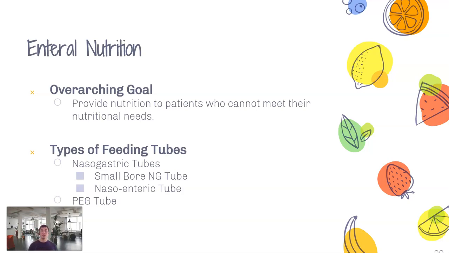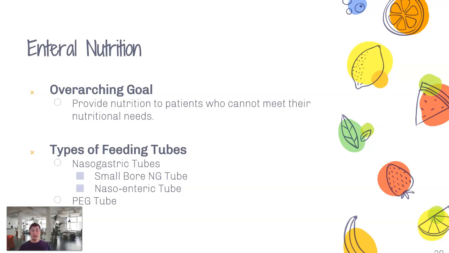A nasoenteric tube is short-term use, but it's longer than an NG tube, and it actually extends into the duodenum or the jejunum, and it has a decreased risk for aspiration.